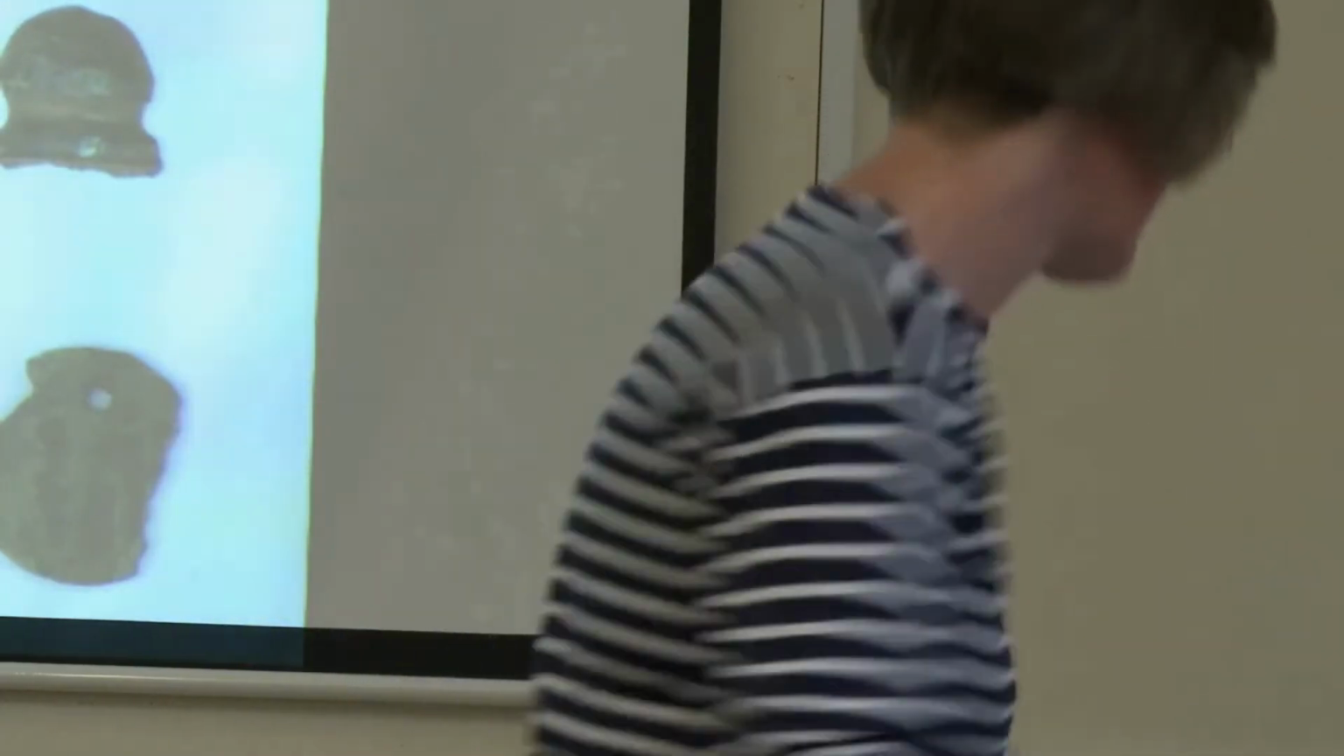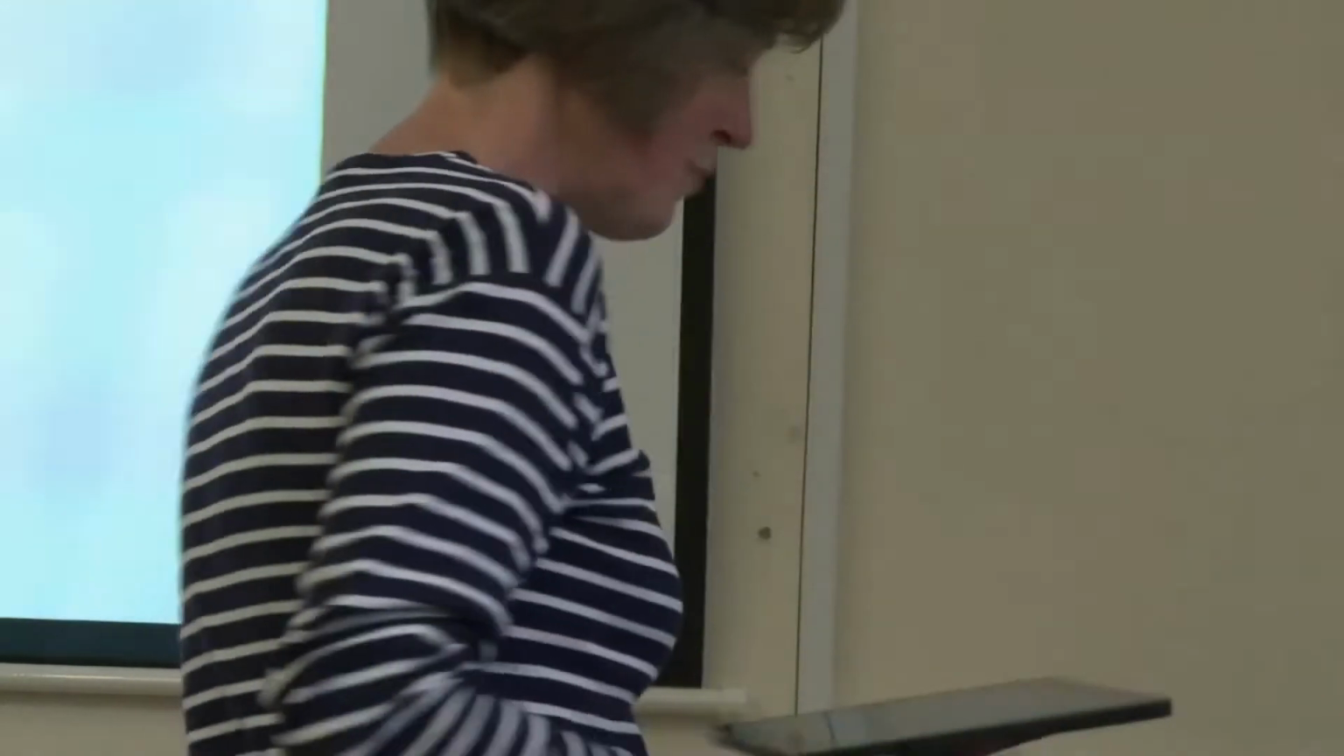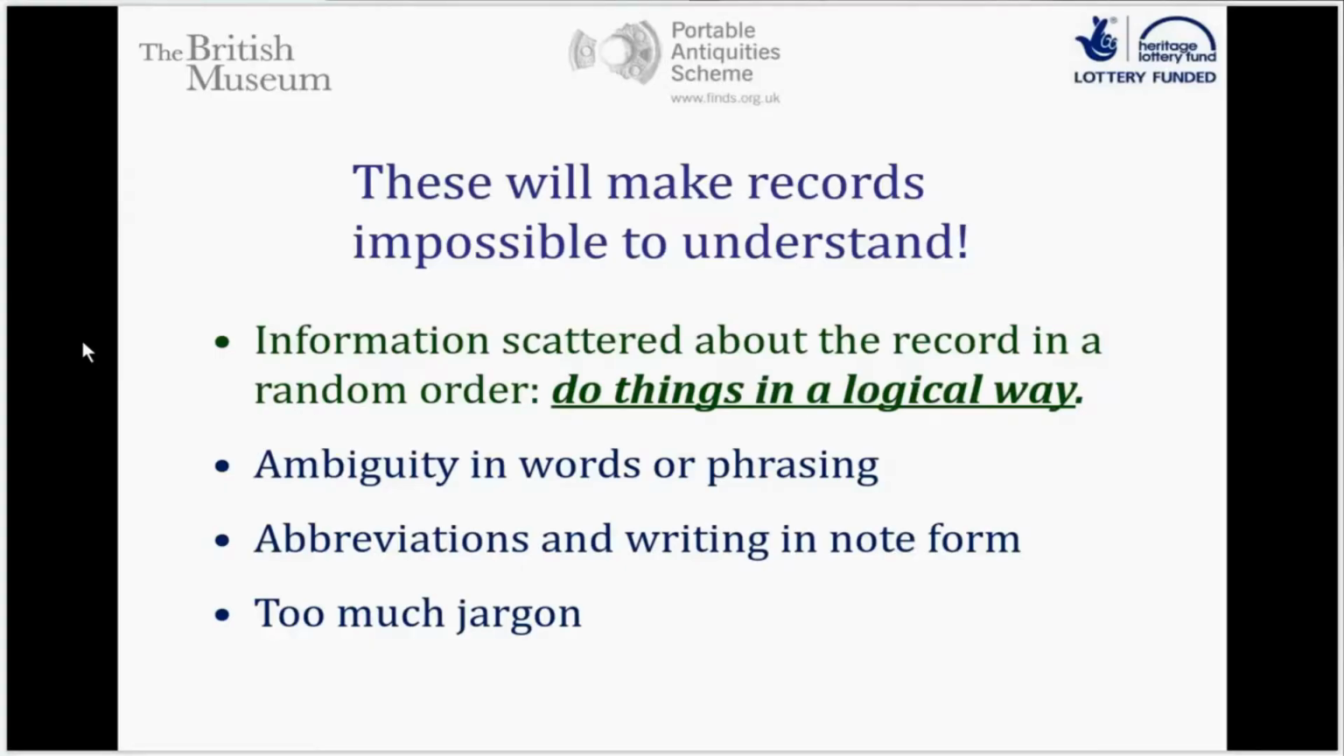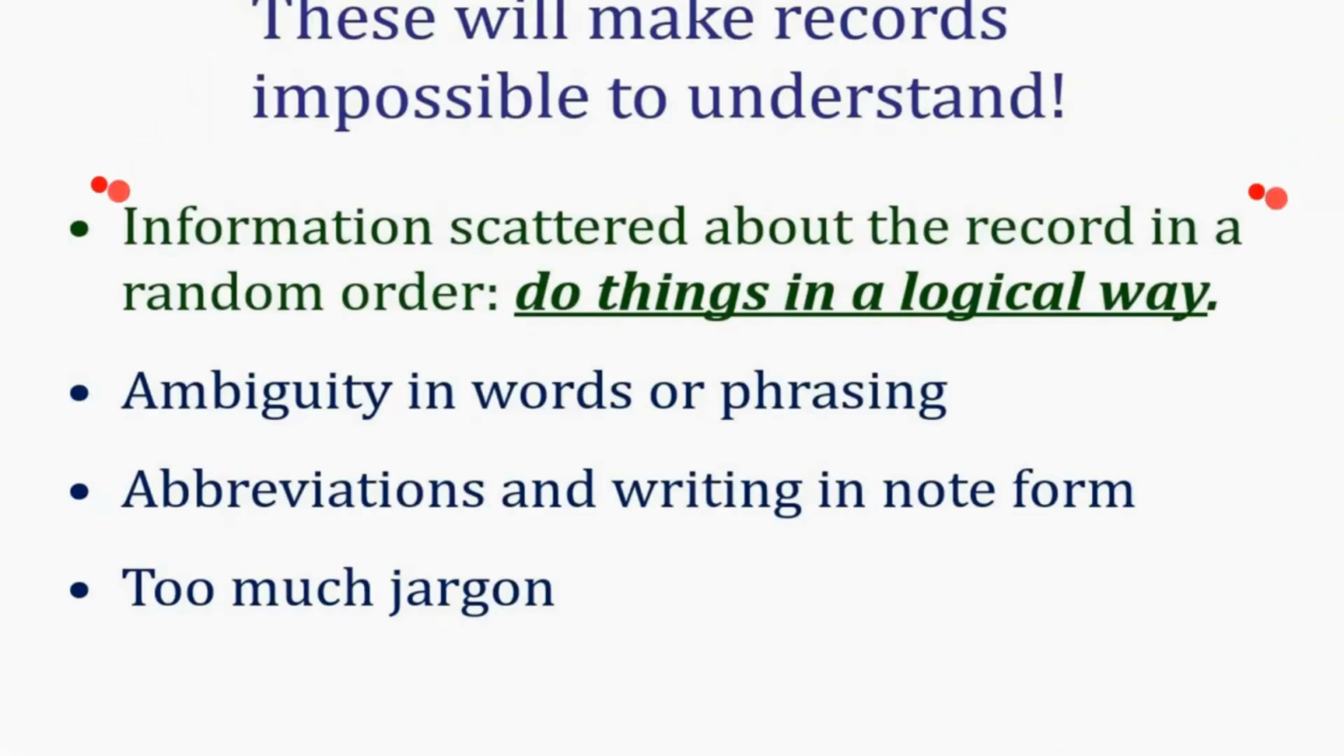Right, the next thing is making a record intelligible. Now once you've found the record you want, can you get the information you need out of it? Because obviously our descriptions have got to be intelligible as well as findable. And I'm going to take these points in order. Starting with the first one: information scattered about the record in a random order. That is really hard to understand, and it's much better to do things in a logical way, because it's just easier to follow.